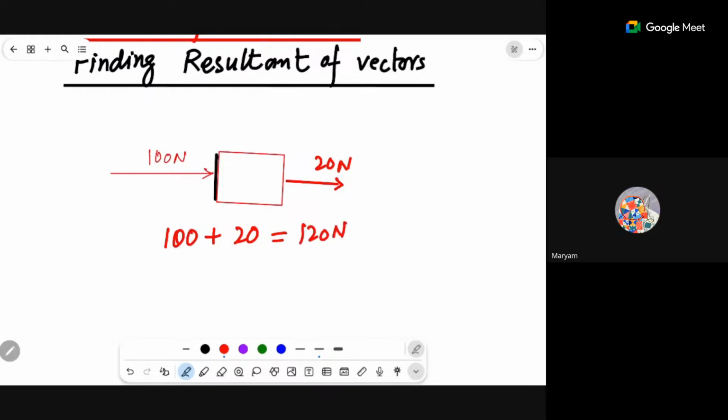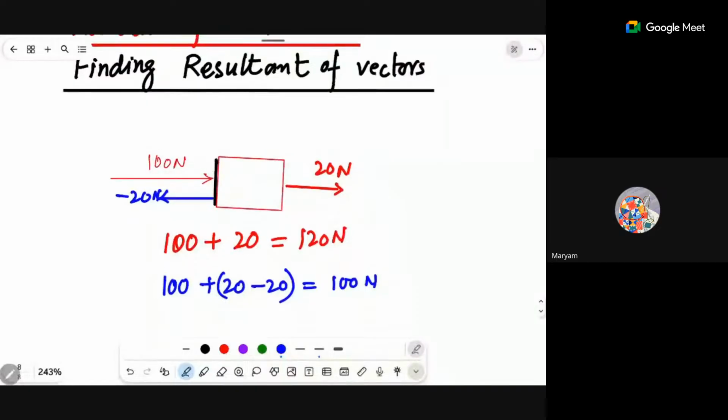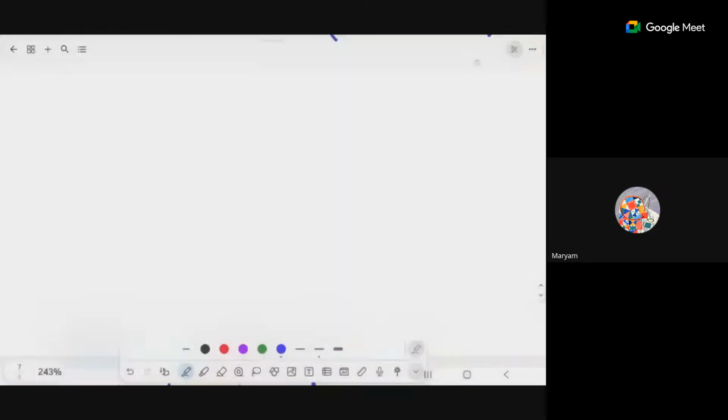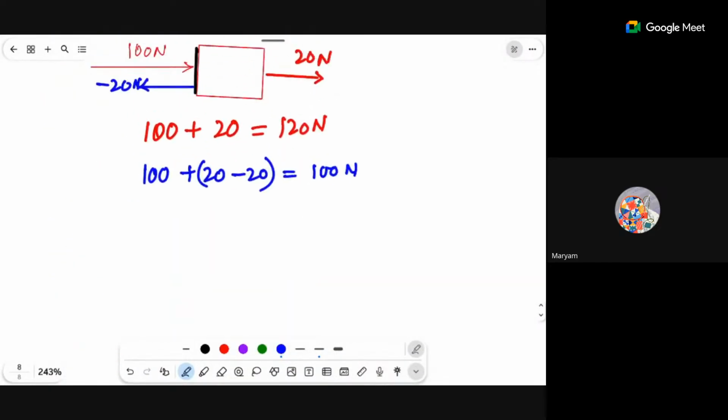But if there is another guy who is going to apply a force of minus, yani, 20 Newton in this direction, what will you say? You will now say that 100 plus 20 negative 20 is basically equal to 100 Newton force. Is it clear to everyone? Wait, so where did the negative 20 come from? Negative is basically, yes, this is the question I have to address.